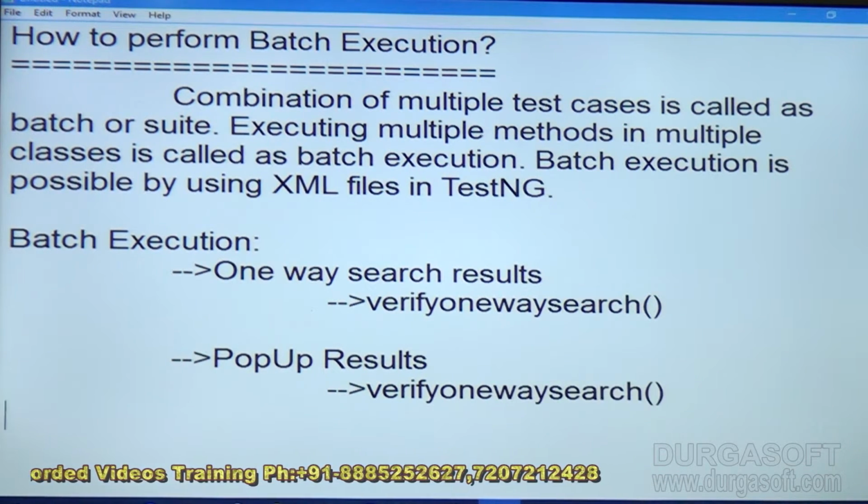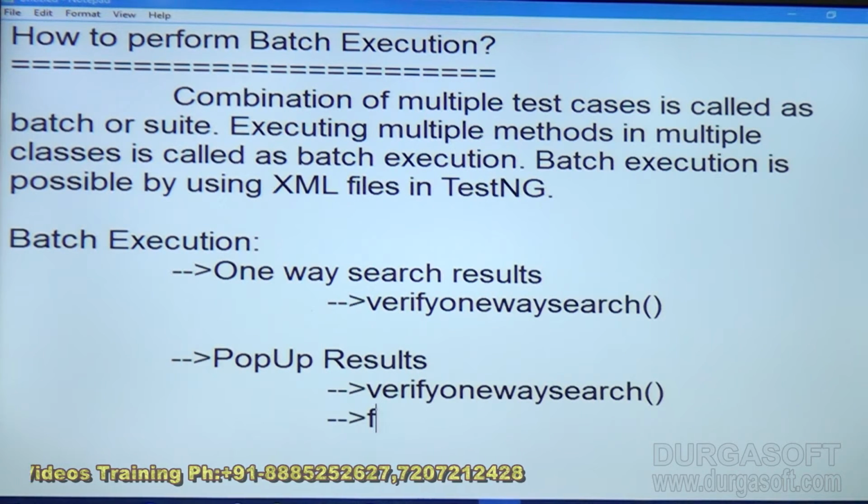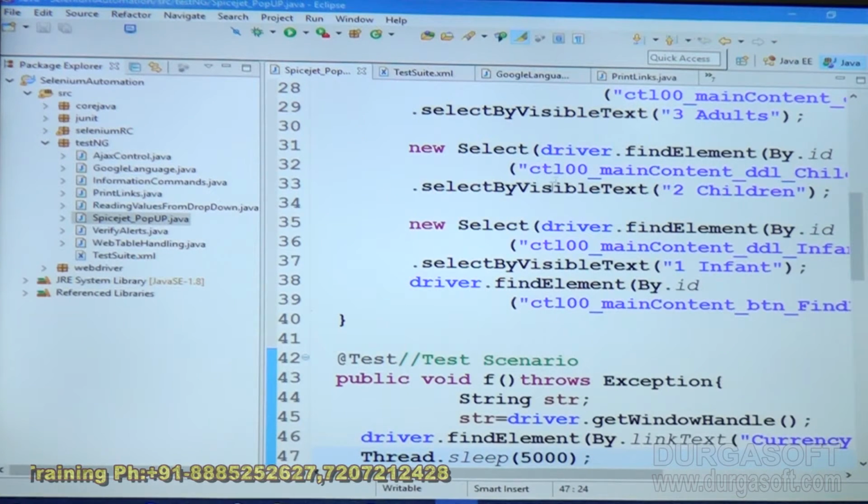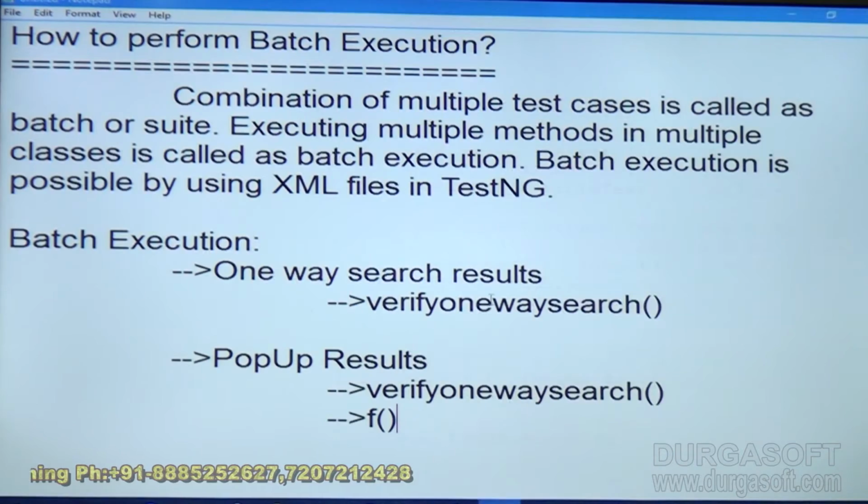First I want to go for the verify one-way search method, and next I go for the F method. See, in my program two methods are available. F is also one method, so two methods I want to run.